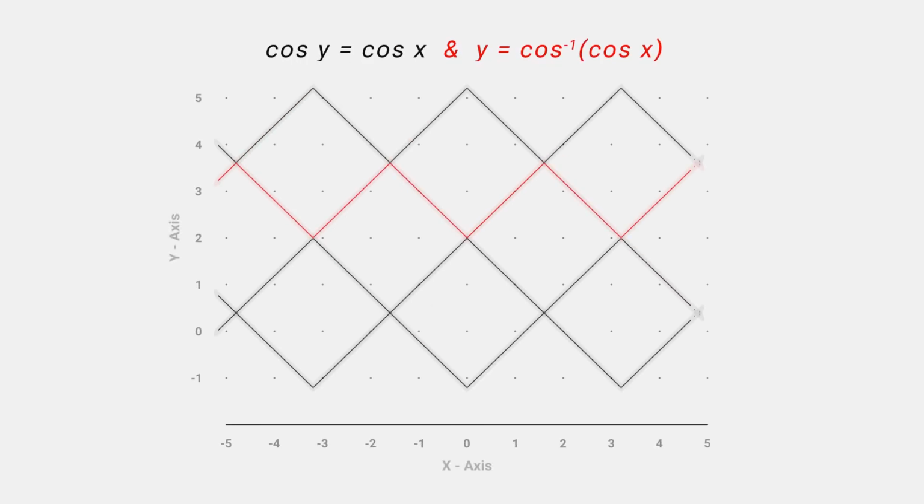Why the graph of y equal to cos x and y equal to cos inverse cos x are not the same.